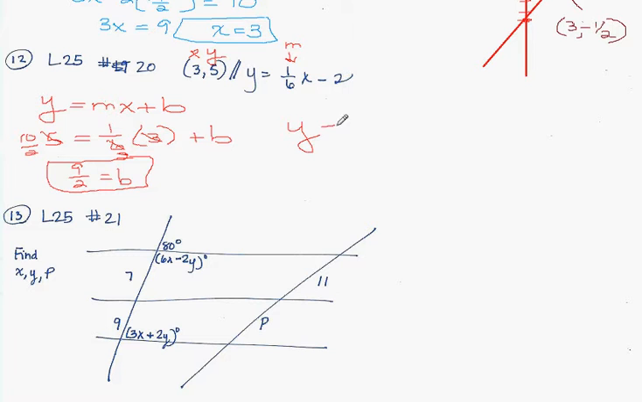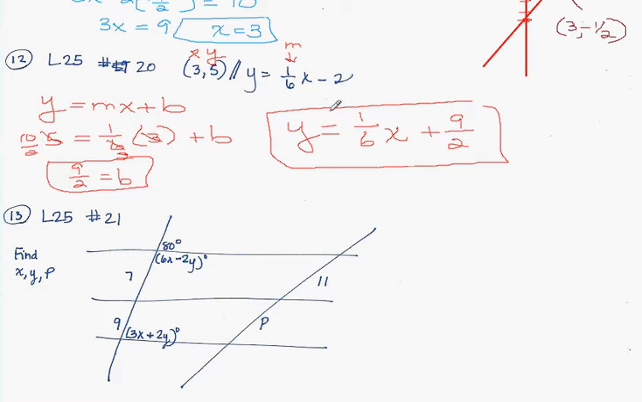y equals m x, and if it's going to be parallel to this line, it's going to have the same slope, but it's going to have a different y-intercept. The y-intercept is 9/2. And that's it for 25. As long as they give you the slope, these are really easy, because you just put it right into that formula. Okay, 13.